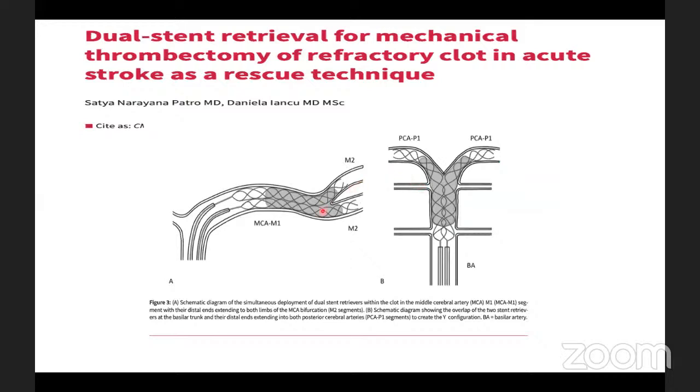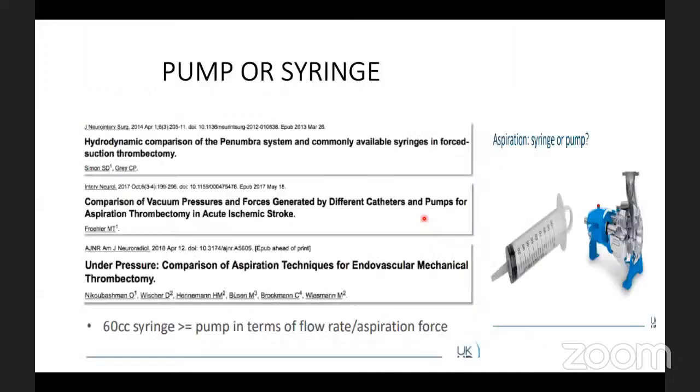Now, when there is a clot which is very refractory, we need to engage the clot such that the radial force and the entrapment of the clot are adequate so that the suction force is prominent on it. In this case, we can use a double stent retriever technique, predominantly at the bifurcation end. It provides good radial force and good engagement, and with these two stent retrievers, the clot can be aspirated easily. So this is a dual stent retriever technique, predominantly for bifurcation clots.